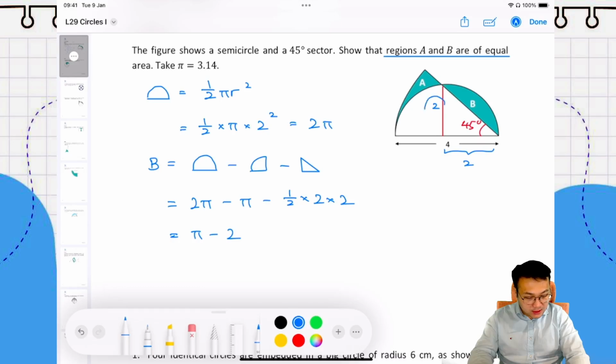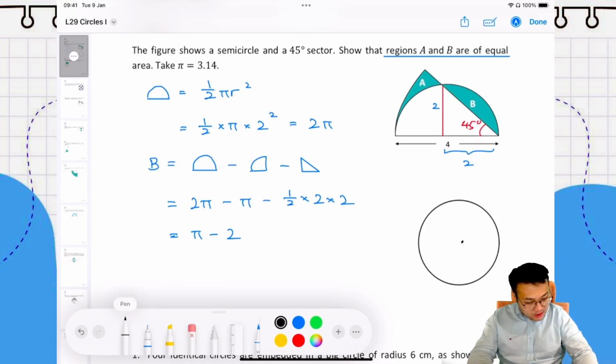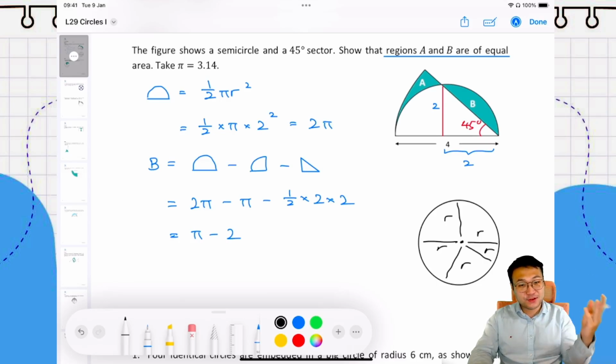How do I know that this height is 2? Okay, because don't forget, this is part of a circle, right? Do you notice that this is part of a circle? So this is the center of the circle. The radius is here. The radius is also here. Students, no matter what direction you draw this line, it is all going to be the same length. No matter which direction you draw the radius, it's all going to be the same length, as long as the radius is from the center of the circle to the circumference. Okay, so that's how I know that this is 2. And this is also 2.